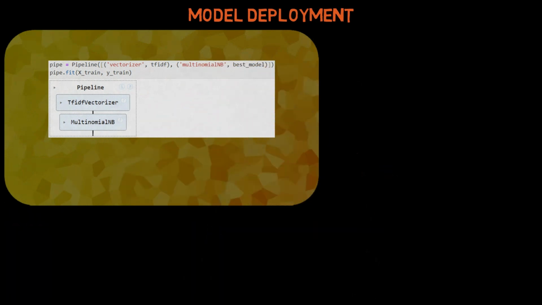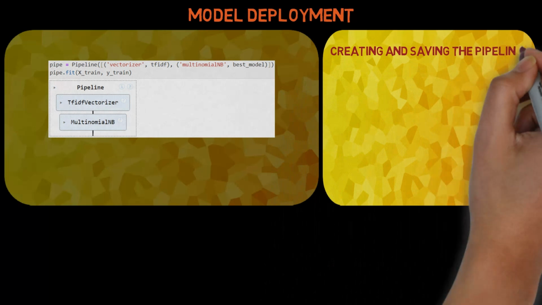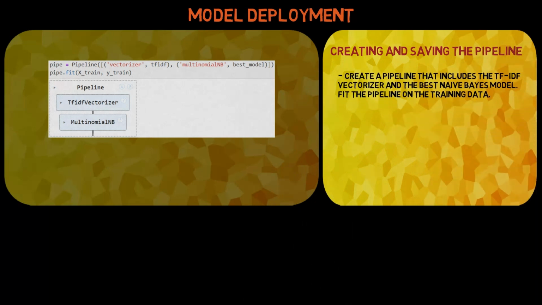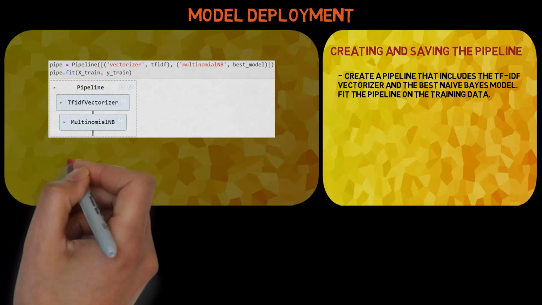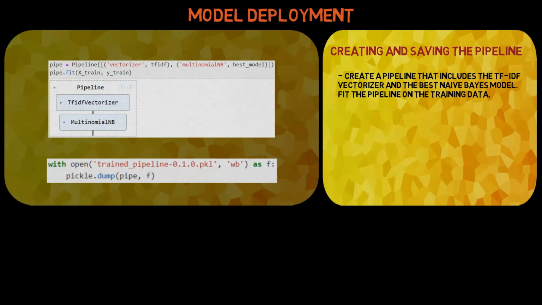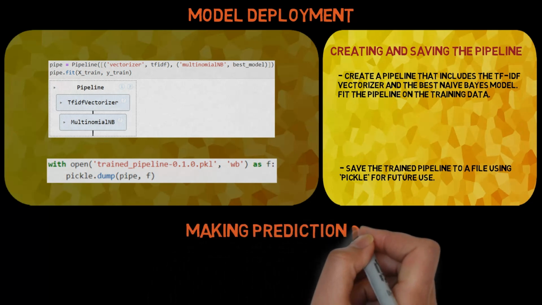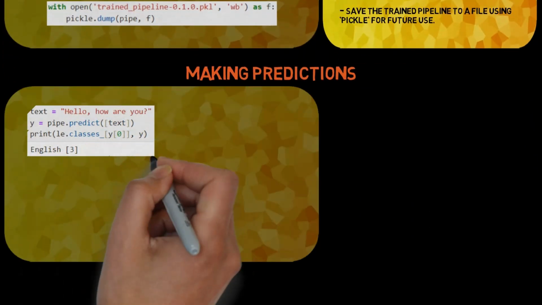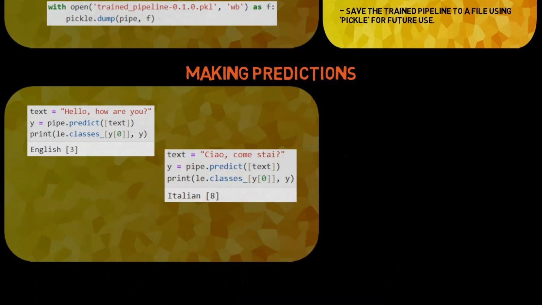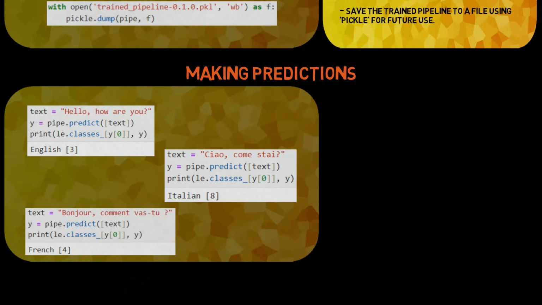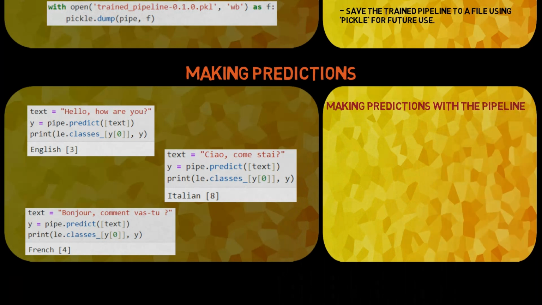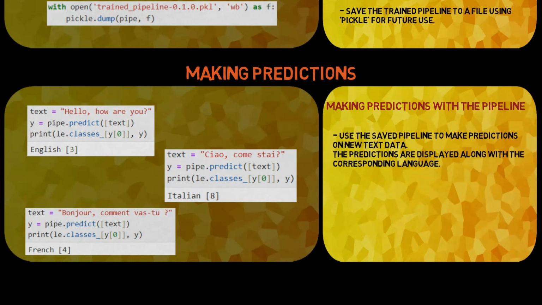Model deployment. Creating and saving the pipeline. Create a pipeline that includes the TF-IDF vectorizer and the best Naive Bayes model. Fit the pipeline on the training data. Save the trained pipeline to a file using Pickle for future use. Making predictions. Making predictions with the pipeline. Use the saved pipeline to make predictions on new text data. The predictions are displayed along with the corresponding language.